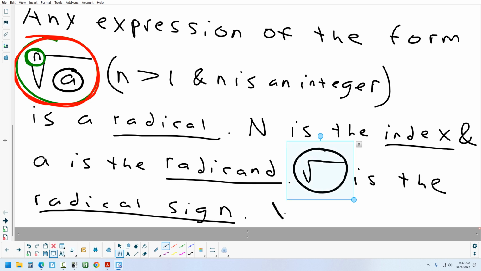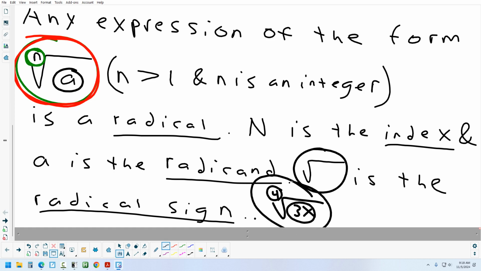So if I write something like this, and I asked you what the radicand is, you would say 3x. The radicand is the part under the radical sign. And if I said, what's the index, you would say 4. Okay, so index, radicand, radical expression, the whole thing. Any questions on those terms?